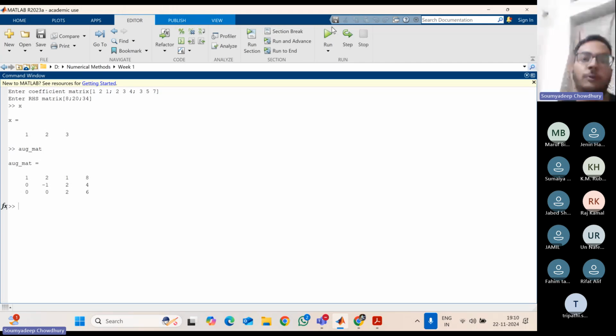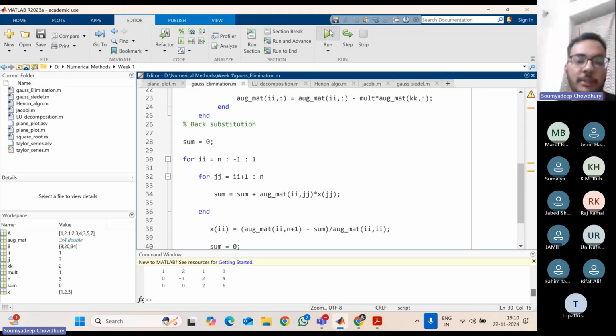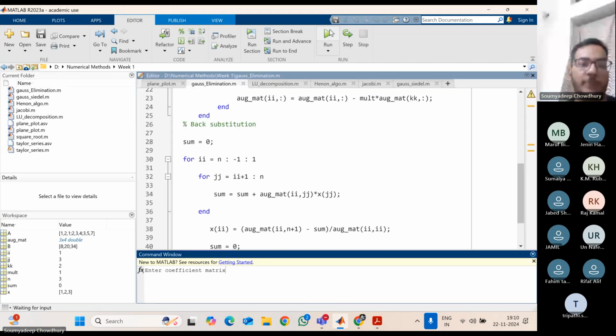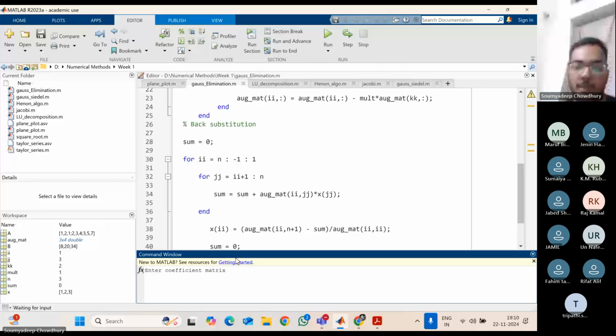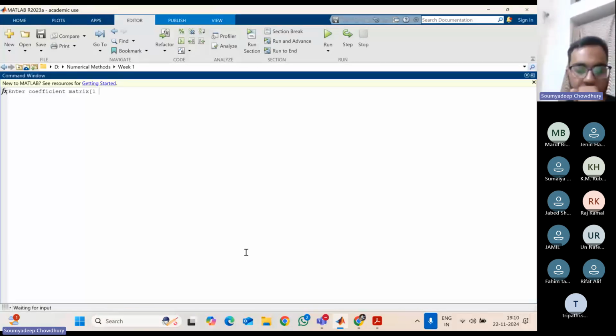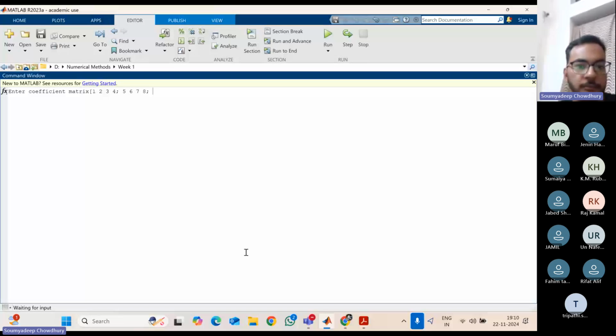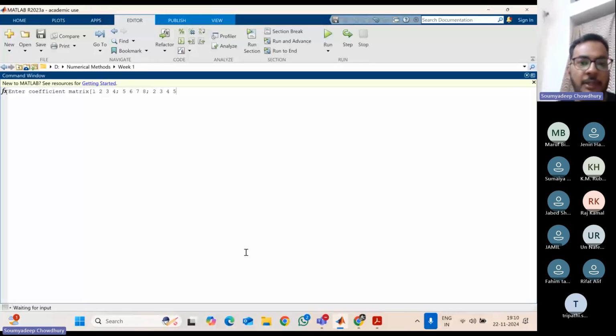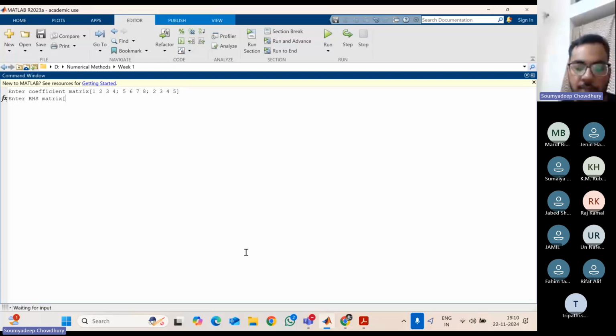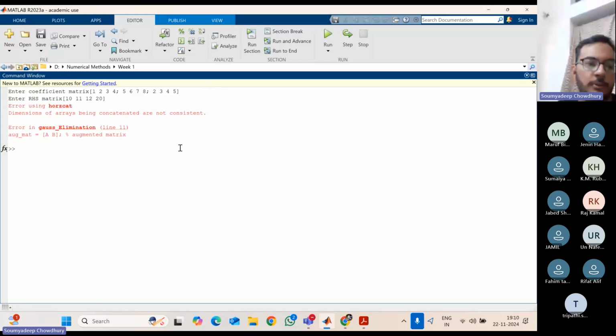So now if I want to do it for a random one, this we knew, right? So I am using a 4 cross 4 matrix for the sake of understanding. Randomly I'm entering. I don't know where the solution will come for that. RHS matrix, 20. Oh, sorry.